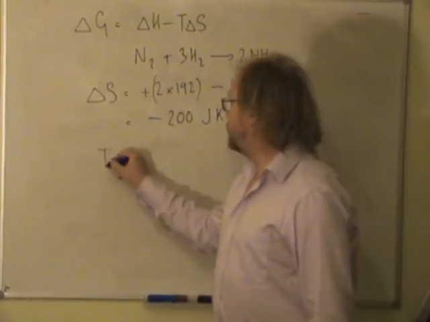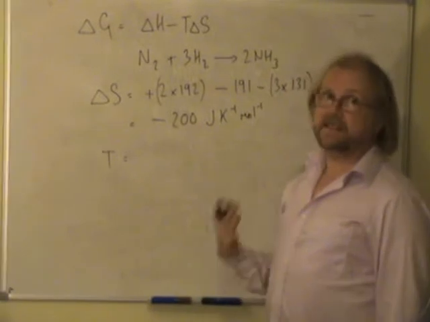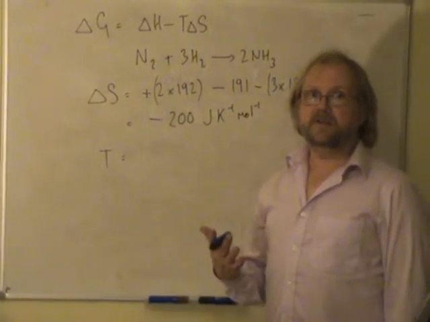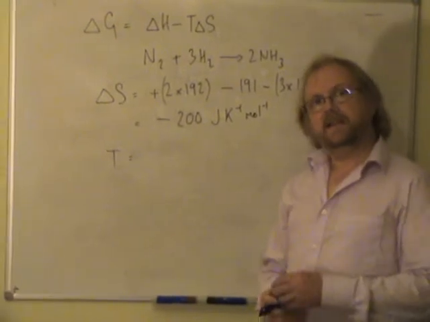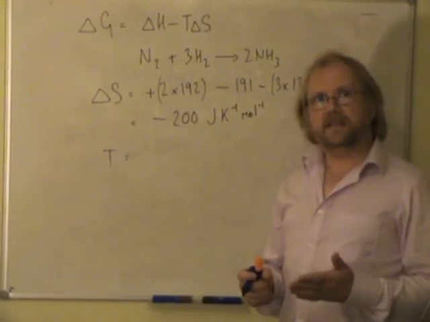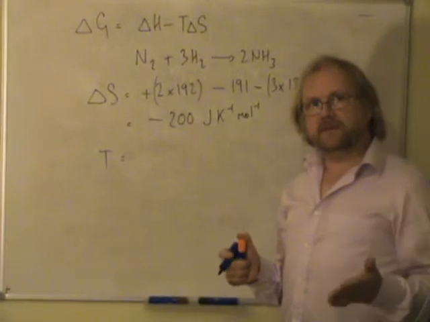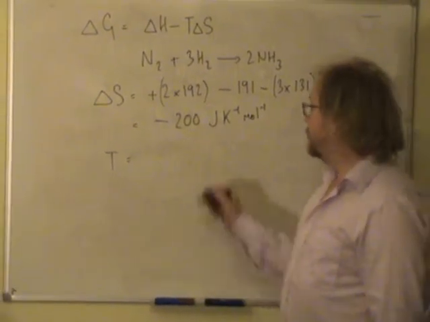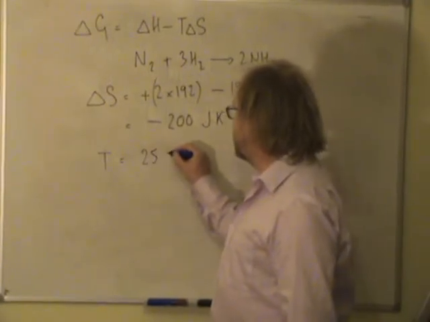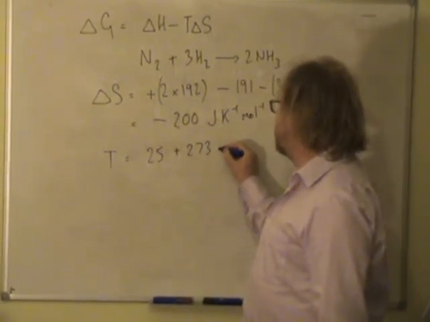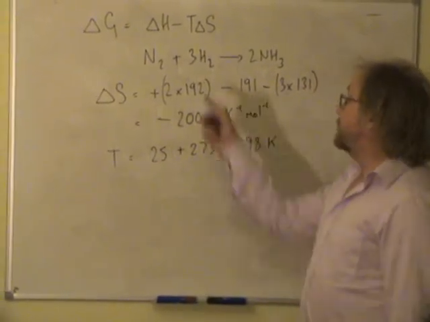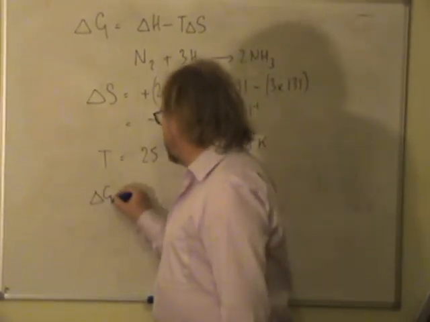So T is equal to the temperature in degrees C plus 273. You have to remember that number and what you do with it. 273 is equal to 0 degrees C. So whatever your degree C temperature is, you have to add 273 onto it to get Kelvin. So temperature is 25 plus 273, which is 298 K. So then we can compute delta G.